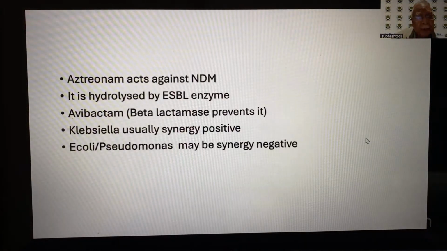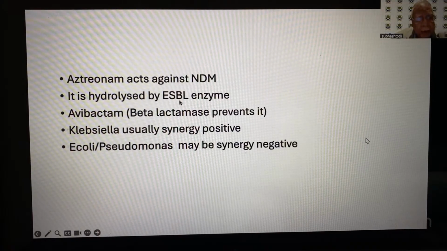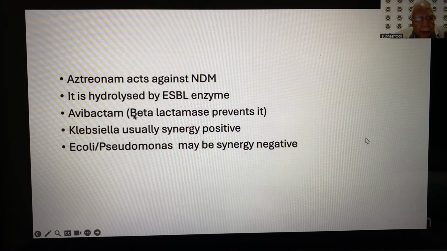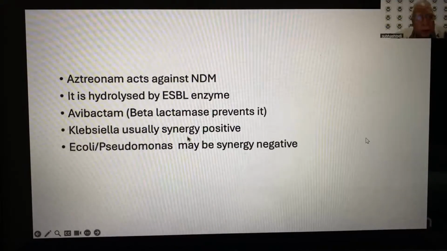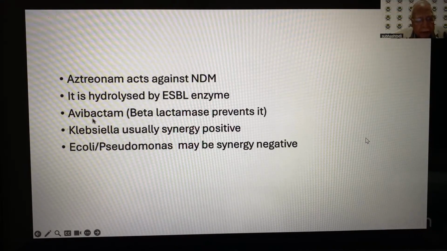And that's why it will work in NDM. And the reason is aztreonam is a good drug against NDM, but it is hydrolyzed by ESBL. And the beta-lactamase inhibitor prevents this hydrolysis. And Klebsiella is usually synergy positive in our country. Not many labs do the synergy test, but Klebsiella is usually synergy positive. The problem comes with E. coli and Pseudomonas.